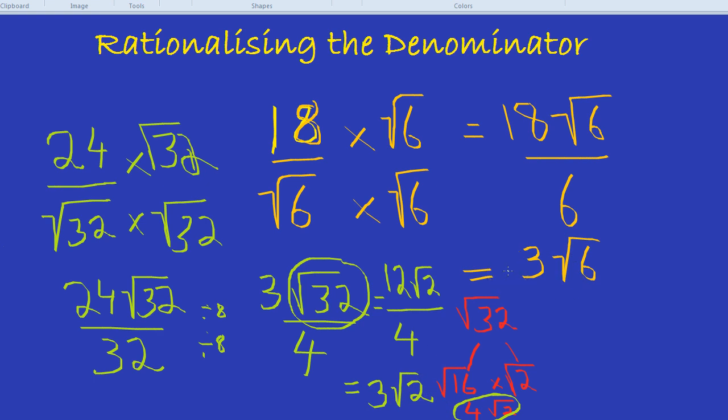Throughout this whole video, the thing that I want you to learn is to rationalise the denominator: simply multiply the top and bottom of the fraction by the same root. Then you can usually simplify the numbers, and sometimes you can even simplify the surds using the method of simplification.